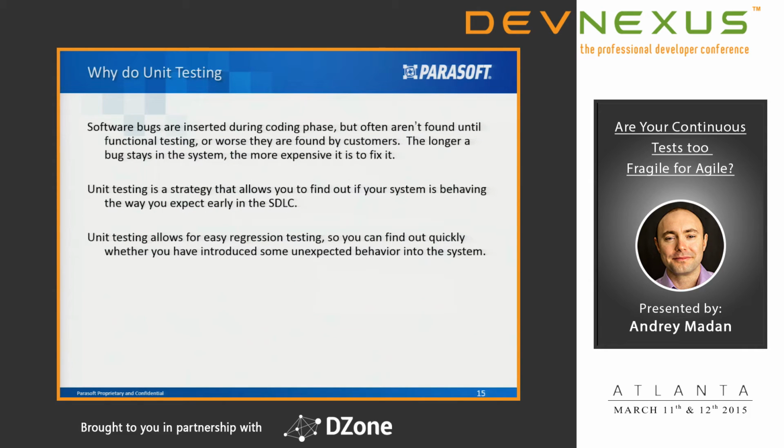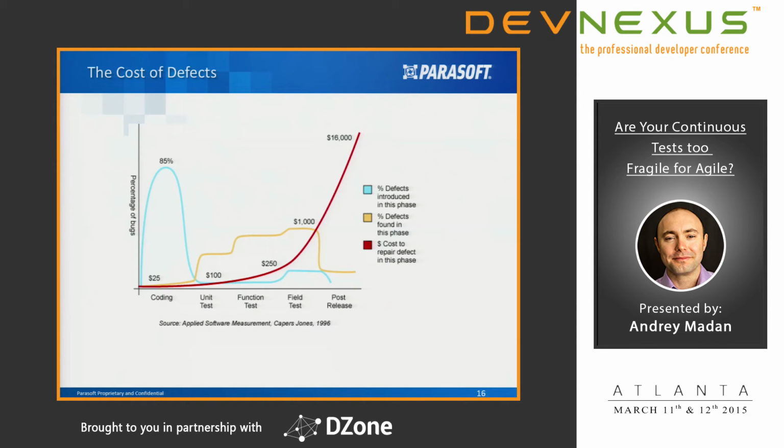Why do unit testing? We talked about unit testing quite a bit, so I'm going to just skip that step. Famous slide, whatever. Everybody knows that finding issues earlier actually benefits you not only from a time perspective, but also money. It's more expensive to fix bugs later.